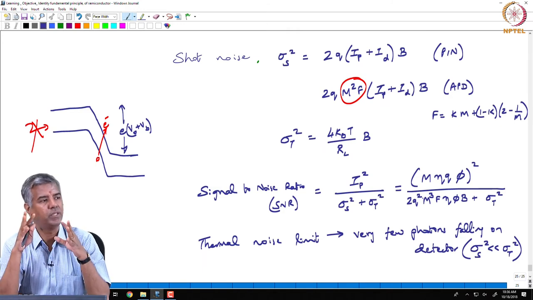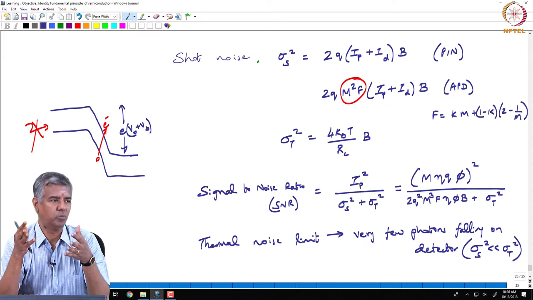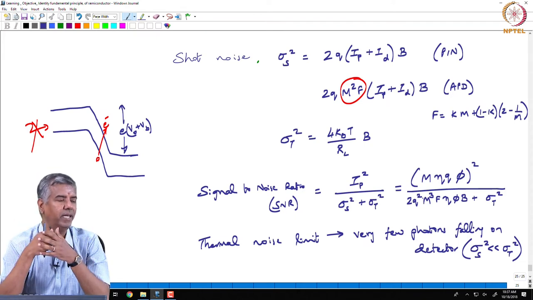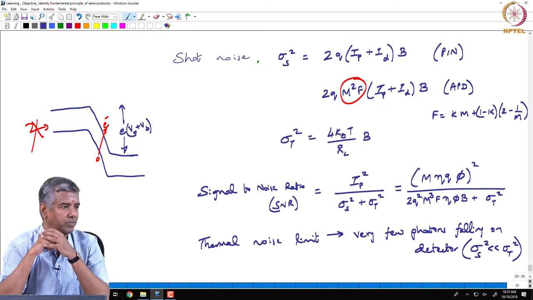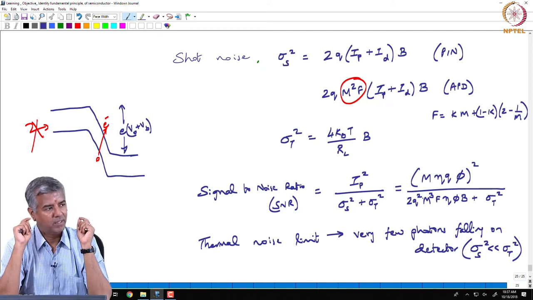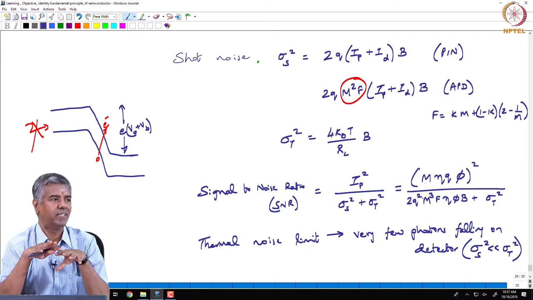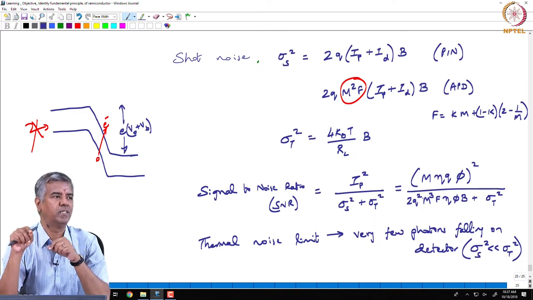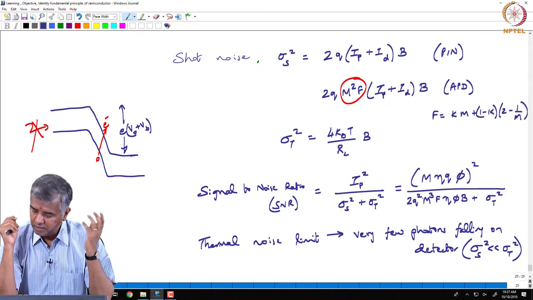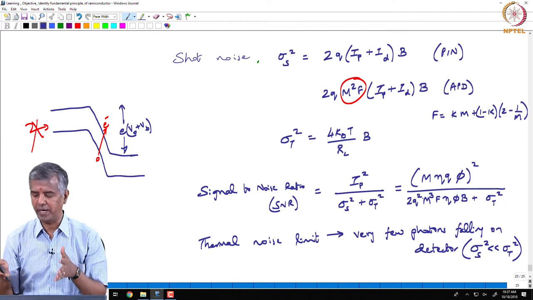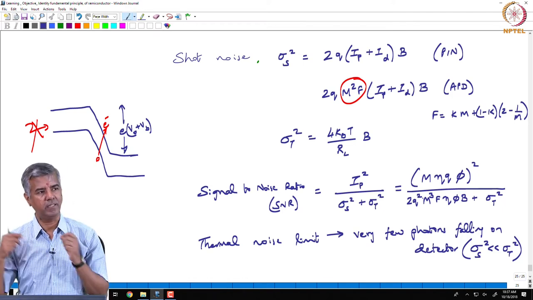So, initially as you increase, you just get a free improvement in the signal to noise ratio, so to say, right? It does not have a penalty until the shot noise becomes comparable to the thermal noise. So, intuitively you can say, when you have very few photons falling on your detector, such that the shot noise is much lower than the thermal noise, which we call the thermal noise limit, right? If you have a thermal noise limited receiver, it actually makes a very good case for using an APD, okay?